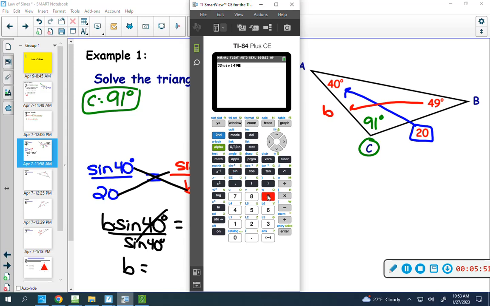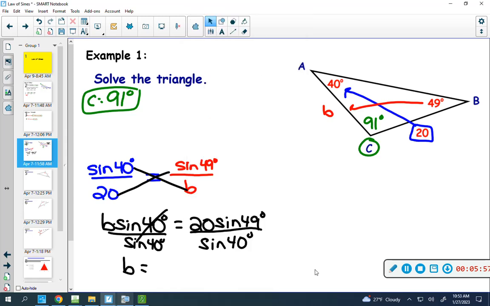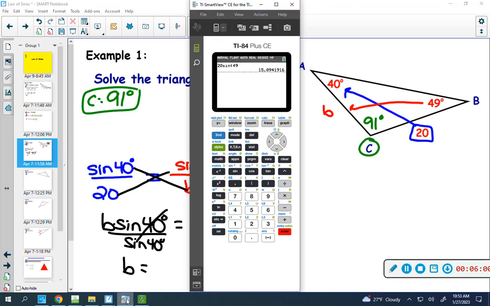Now, I think it's sometimes tough to do it all in one step. Sometimes your order of operations gets messed up. I'm just going to hit enter. And I know I have to divide it by sine of 40. So I'm going to do divided by sine 40.